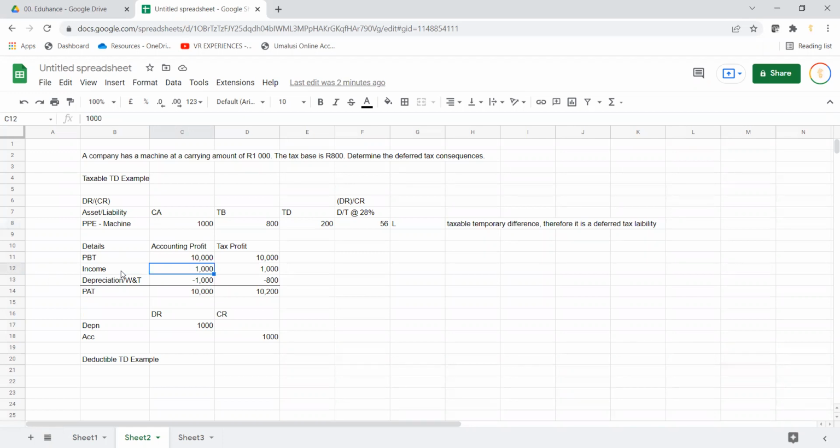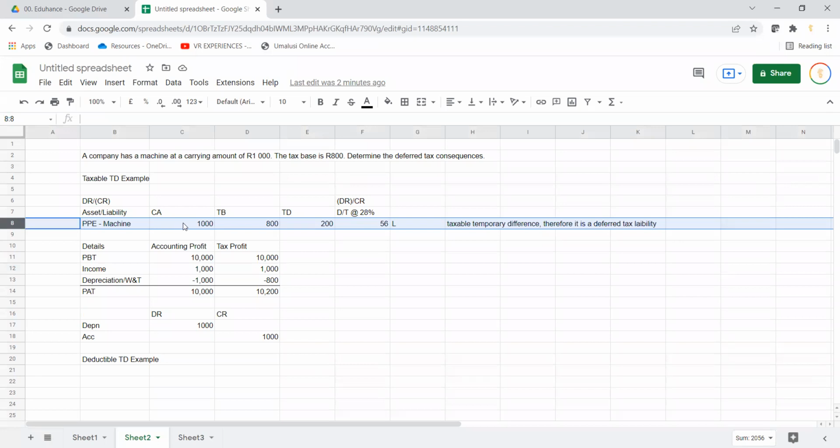That's the income we're going to generate. When we generate that income, SARS is going to tax us on that income, so they will also include the 1,000 Rand. But also, an asset gets used over time. Remember, an asset is a glorified expense. It is an expense waiting to happen.